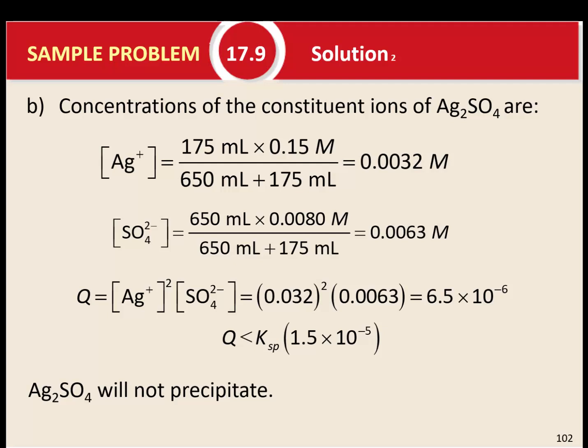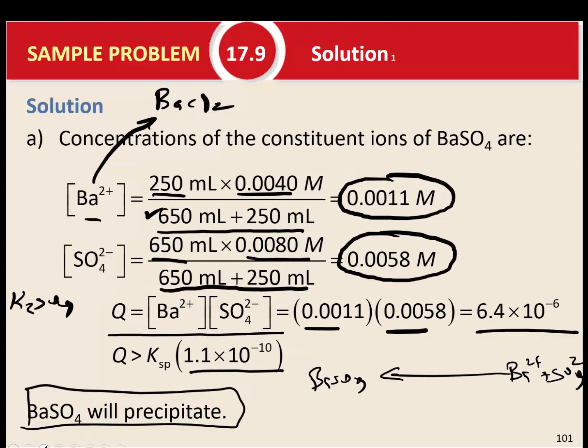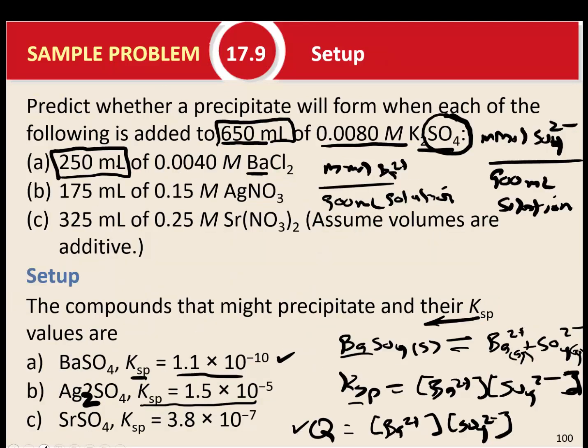So before we get started, let's go back because I want to point out something here. You have 175 milliliters of 0.15 molar silver nitrate, 650 milliliters of 0.0080 molar potassium sulfate. So look at this. We're going to use this to determine the number of moles of silver ion in the solution, and we're going to use this to determine the number of moles of sulfate, which you've already done. So that's going to be redundant. The only thing that's going to be different is the concentration, because we're not using 250 milliliters of solution like we did in A. We're only using 175 milliliters of solution. So it is going to be different as far as concentration goes.